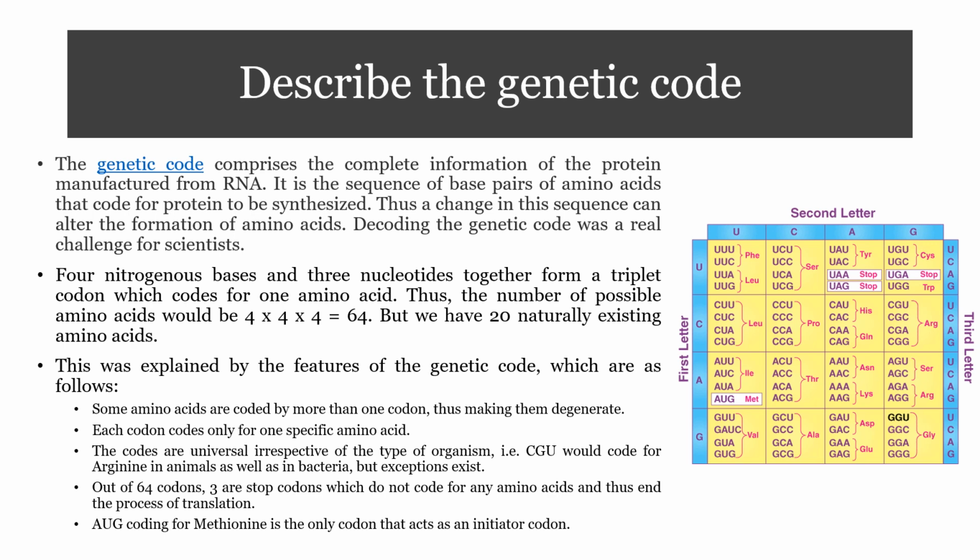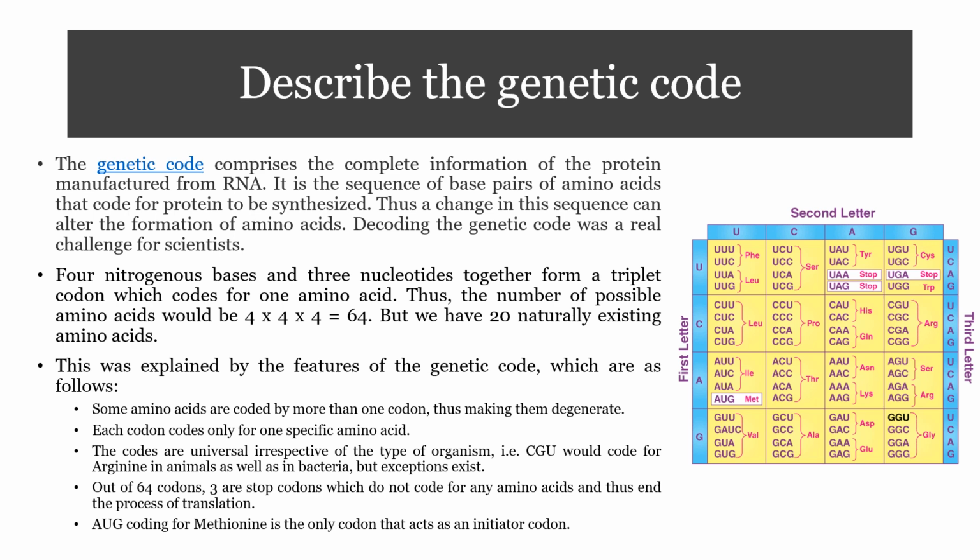Four nitrogenous bases and three nucleotides together form a triplet codon, which codes for one amino acid. Thus, the number of possible codons would be 4 times 4 times 4, which is 64, but we have only 20 naturally existing amino acids. This was explained by the features of the genetic code, which are as follows.